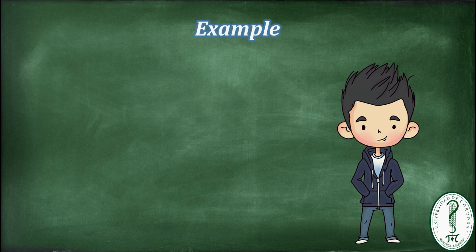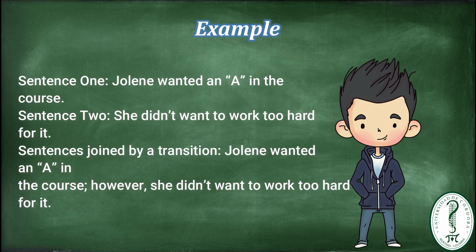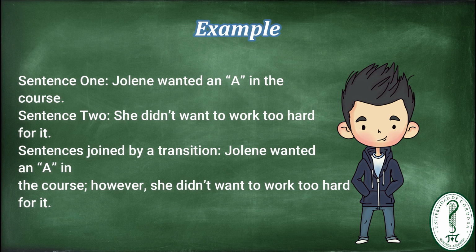We have two sentences. Sentence 1 says, Jolene wanted an A in the course, and sentence 2 says, she didn't want to work too hard for it. And now we join them by a transition using however. The result of this, as you can see, is that we use a semicolon before however, and after however we put a comma. That's the idea, the tip that I give you is going to be very useful for you.